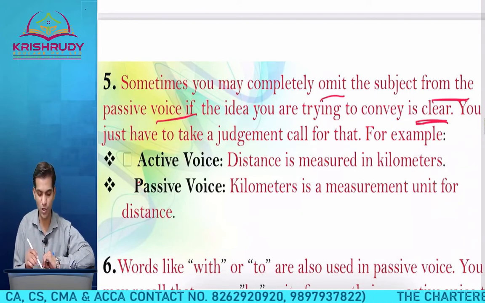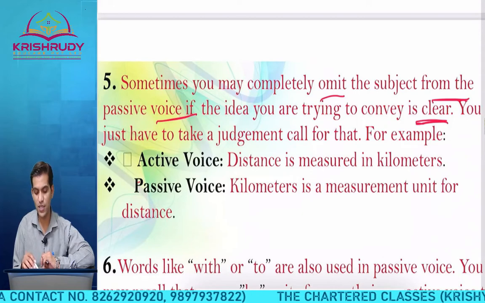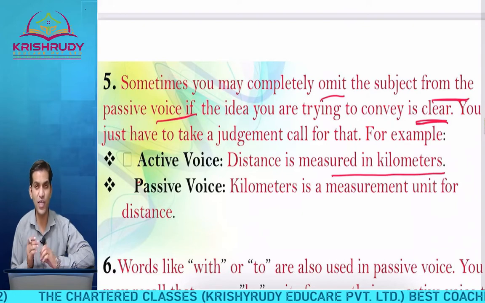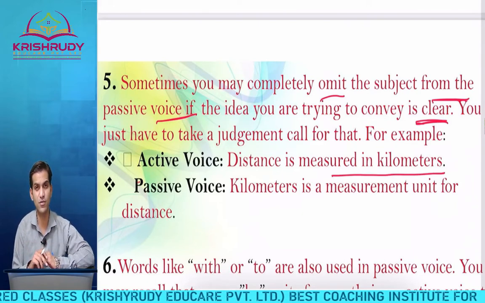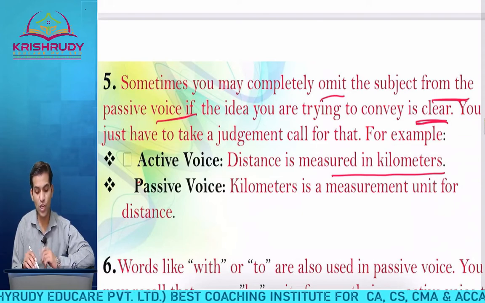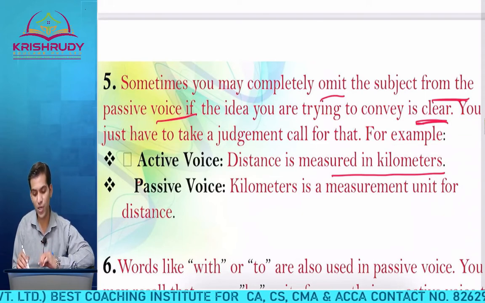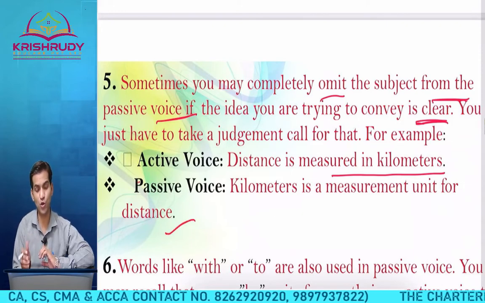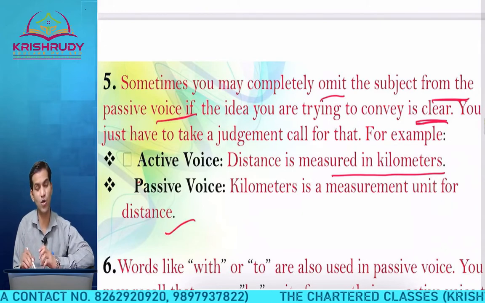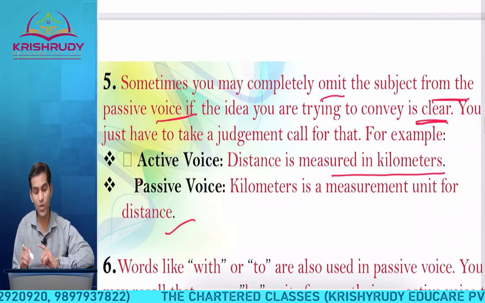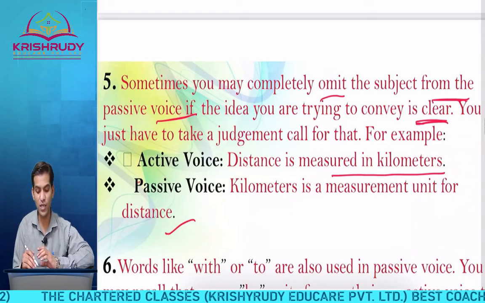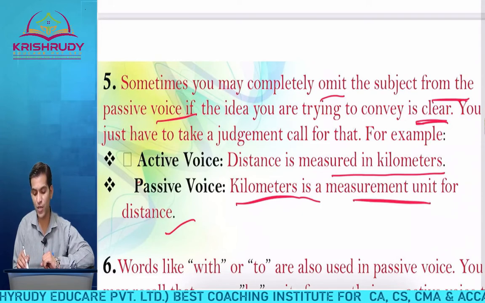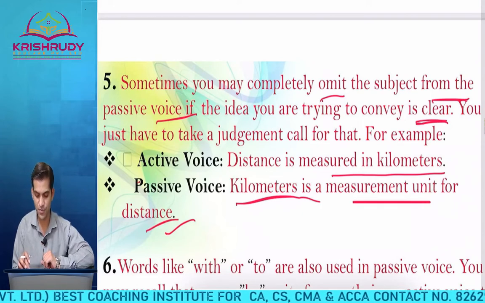For example, you can see here: "Distance is measured in kilometers." So generally you do not see any subject here, right? So "kilometers is a measurement unit for distance," right? This shows that this is converted into passive very easily, but by using a trick: we cannot use any subject here. So kilometers is a measurement unit for distance.